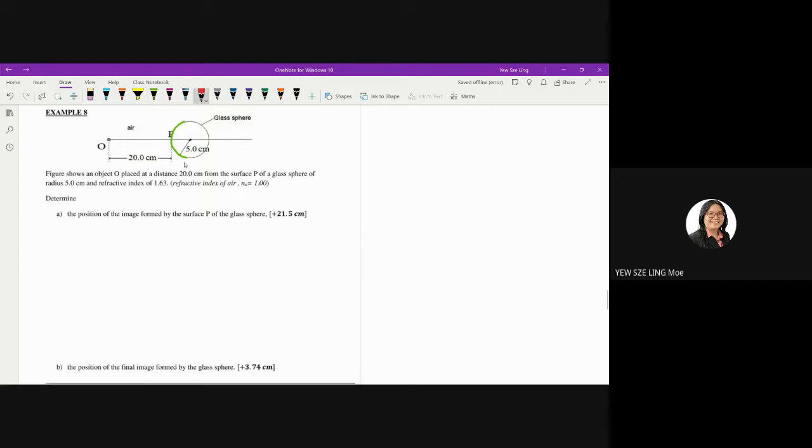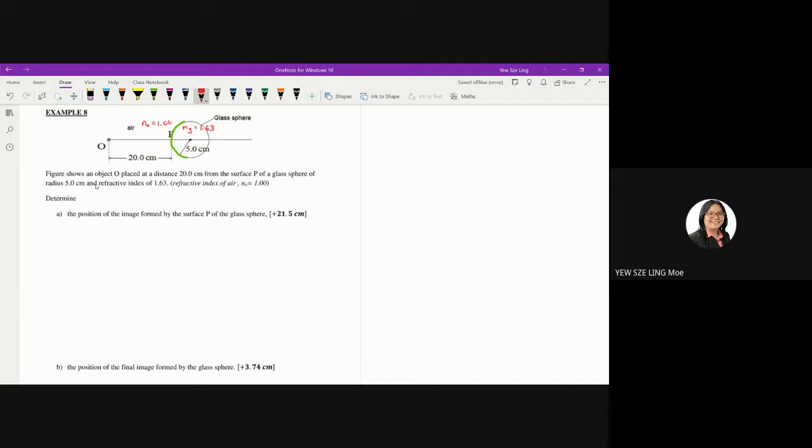So what am I going to do with this diagram? If you look at this diagram, the refractive index of air is 1. So NA is located here, which is equal to 1, and this is your NG, which is equal to 1.6. Determine the position of the image formed by the surface P of the glass sphere. Now, if you have a glass sphere and the question is asking for a final image, then the object will undergo refraction twice, once by the front refracting surface and once by the back refracting surface.